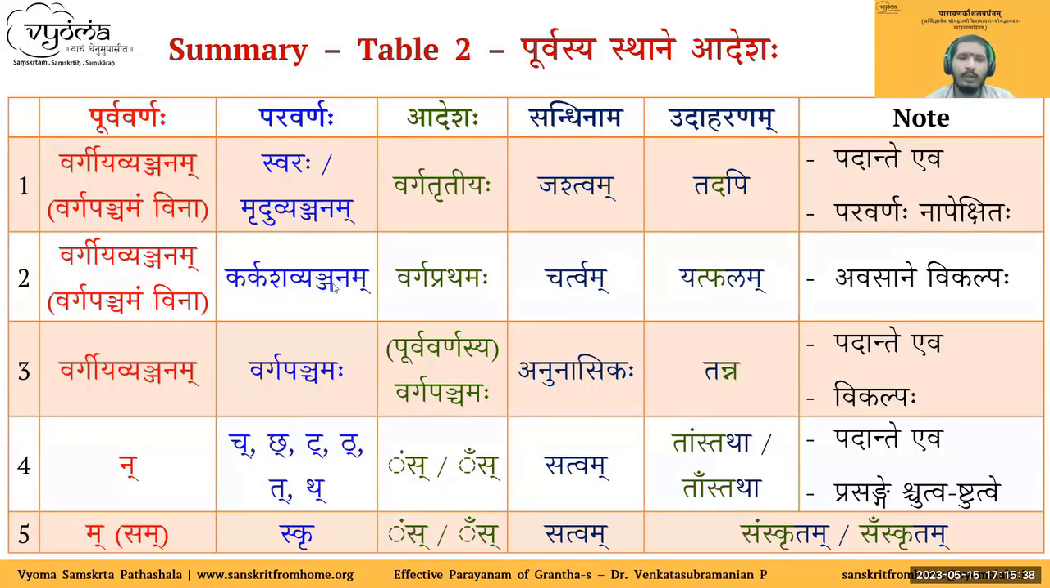The next Sandhi is Anunasika Sandhi. In Anunasika Sandhi, the Puravarna should be a Vargiya Vyanjana. The Paravarna should be one of the Varga Panchama letters, that is Nya, Ma, Nga, Na, Na. Then we get the Adesha, the fifth letter of the Puravarna. Whichever is the Puravarna, its fifth letter will come as the Adesha in place of the Puravarna itself.